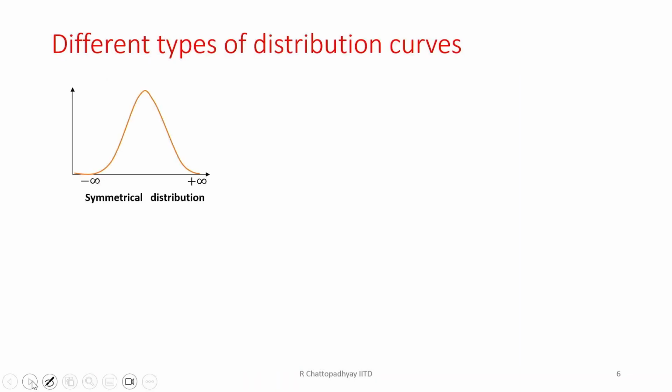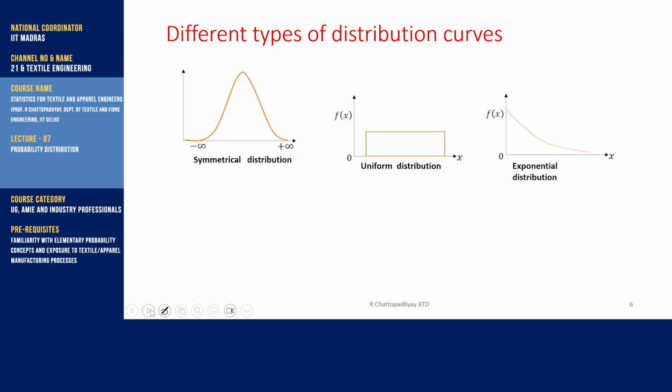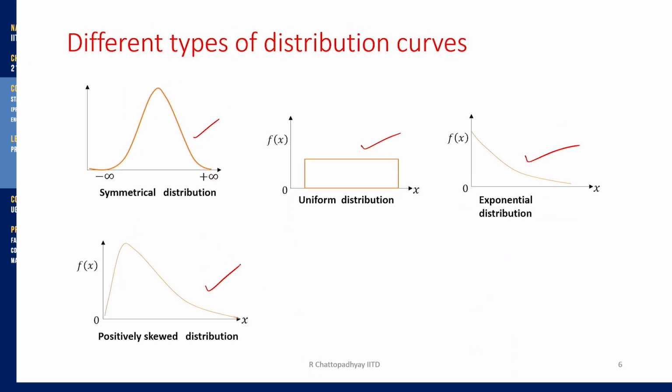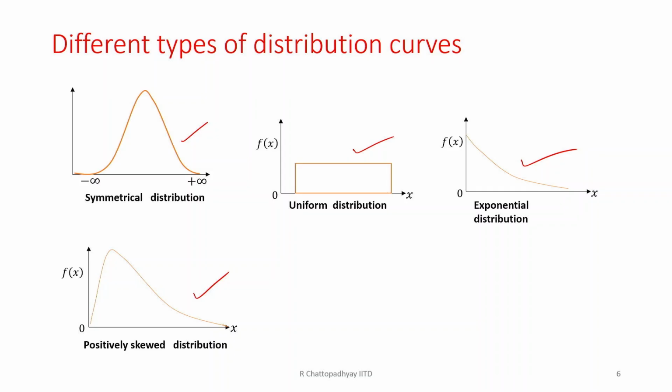Now there are different distribution curves. Some curves are shown here. They take varieties of shape. Some are symmetrical in nature. This is called uniform distribution. This is known as exponential distribution. This is known as positively skewed distribution. There are many more distributions. All the distributions we cannot learn in one course. It's not possible. So we'll take up those distributions which are relatively easy to learn and more useful in the beginning.